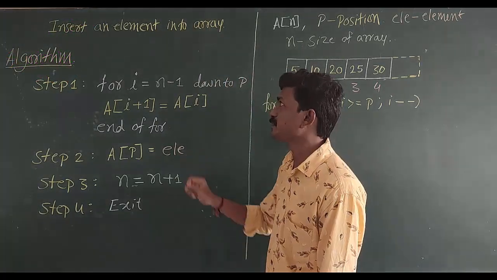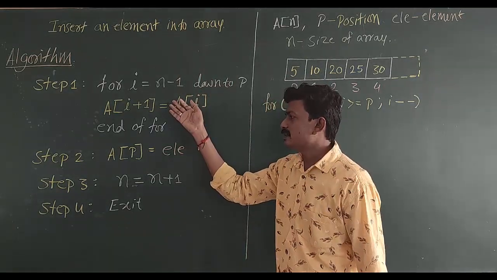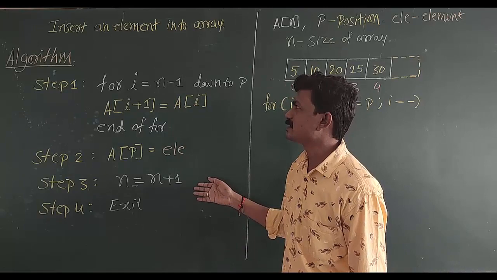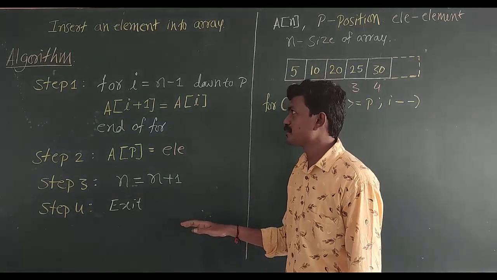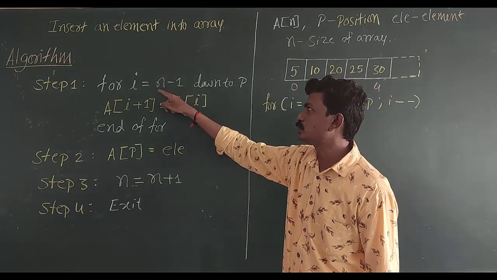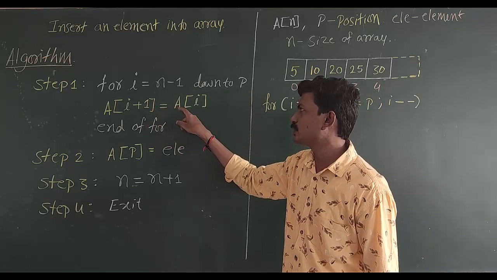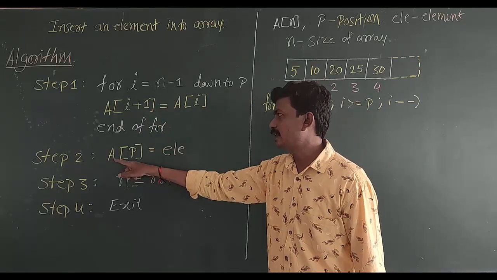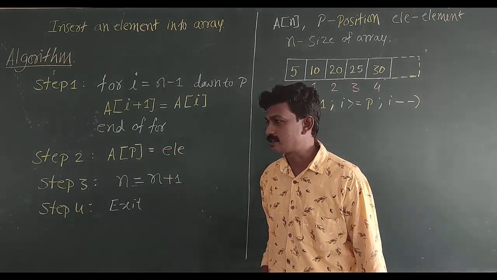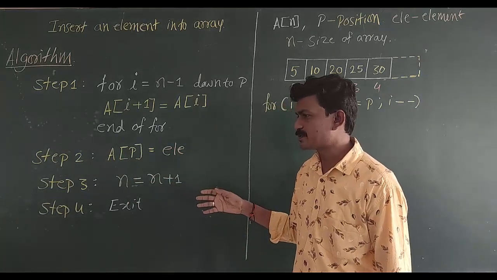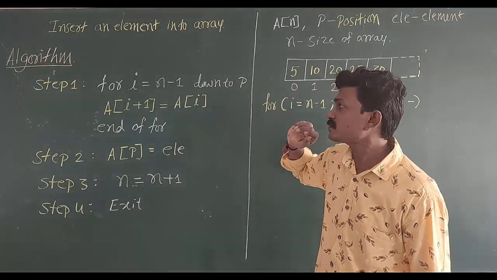Now we are discussing the algorithm for inserting an element into an array. It consists of 4 steps. Those are: for I equal to n minus 1 down to p, a of I plus 1 equal to a of I; then a of p equal to element, n equal to n plus 1, exit. These are the 4 different steps involved in inserting an element into an array.